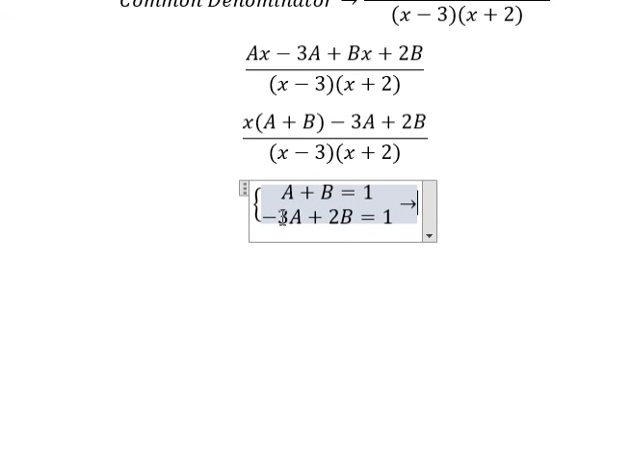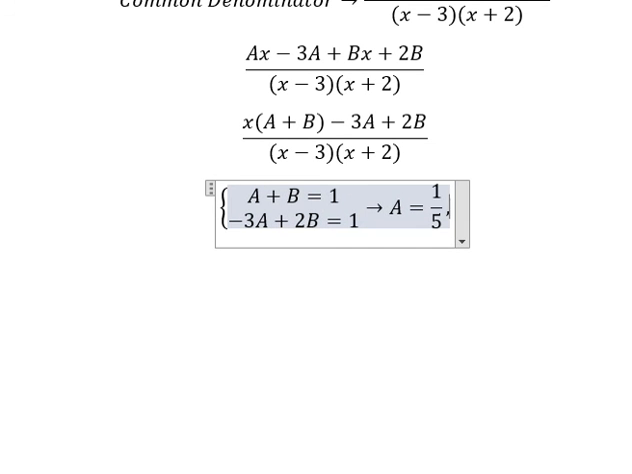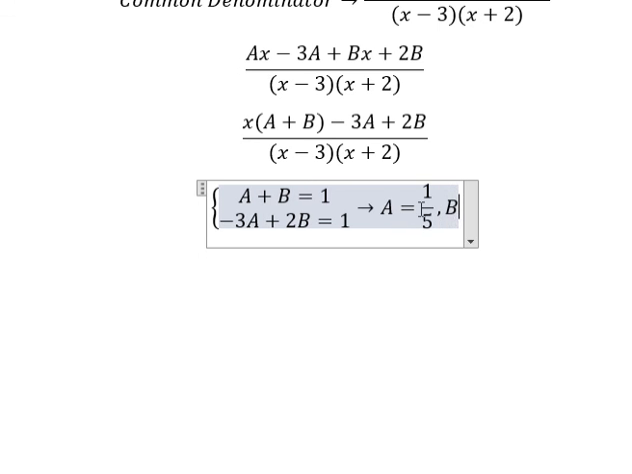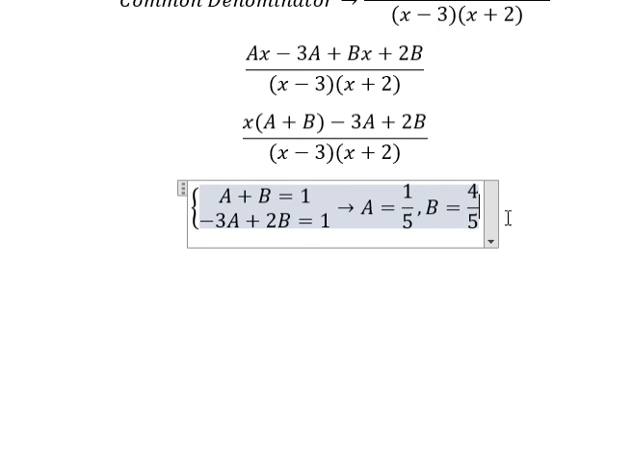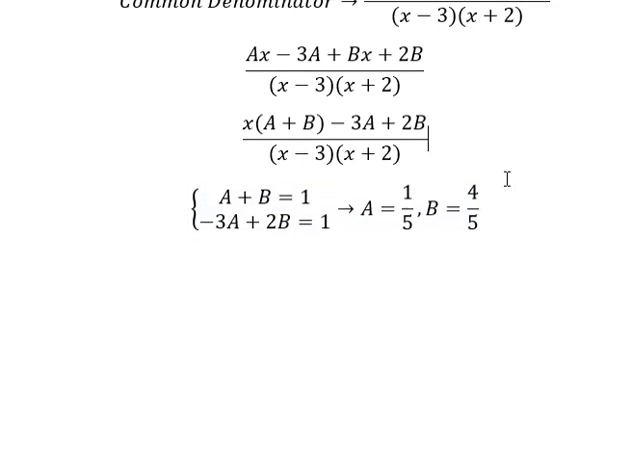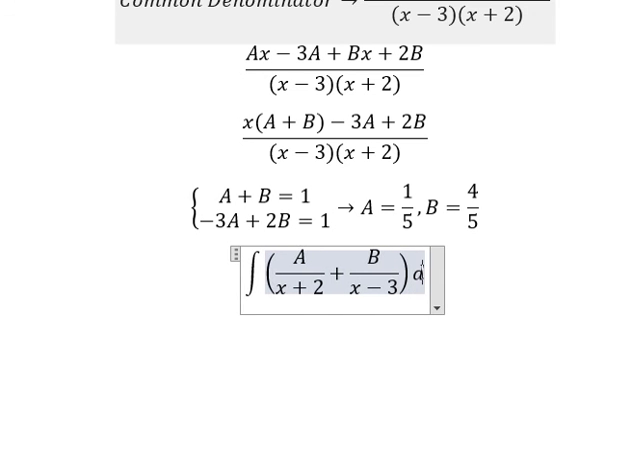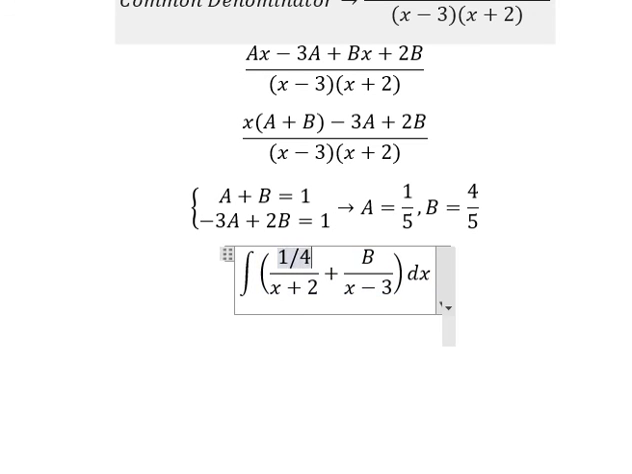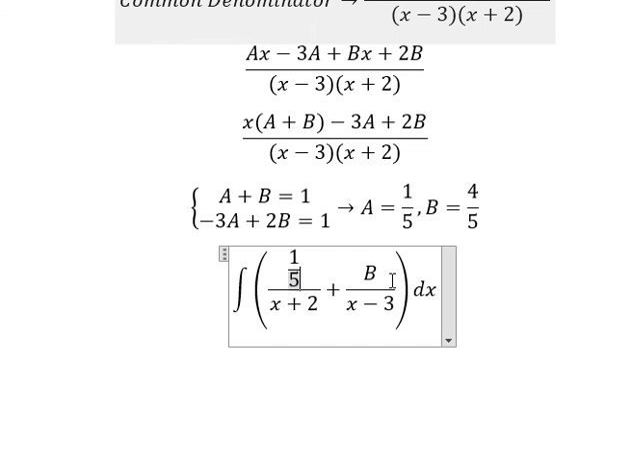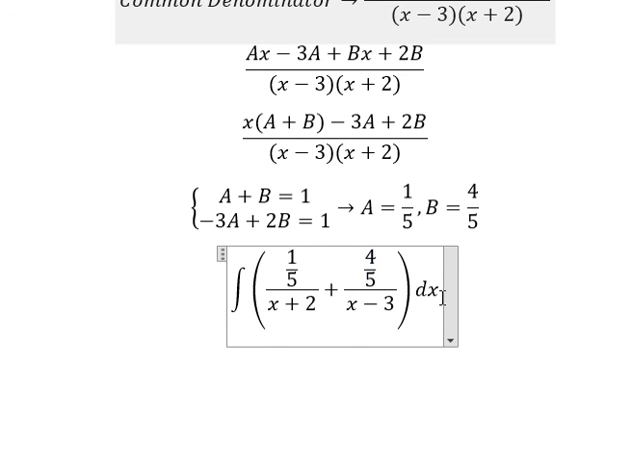And now we need to find the solutions of A and B. So A equals to 1 over 5 and B equals to 4 over 5. So we put A and B back in here. And now we have the final answer.